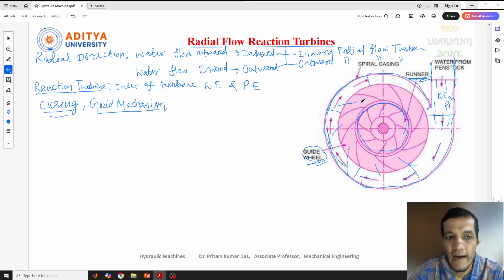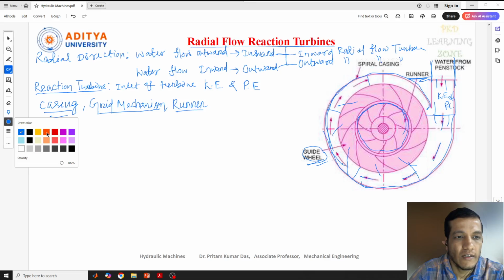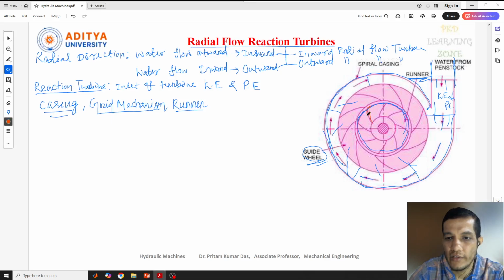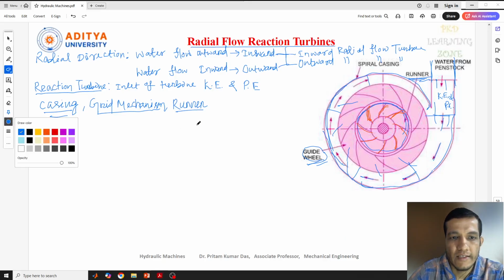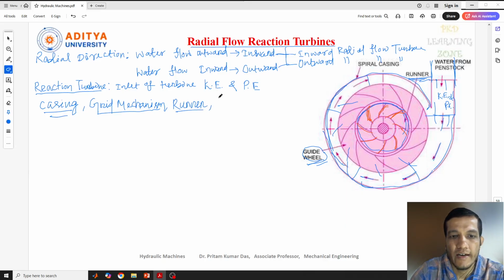This is the outer wheel, this is the inner wheel, and technically we call this the runner. In the runner, blades are fixed. These are the blades which are fixed on this. This is one blade, this is one blade, this is one blade. All these are blades, or vanes. The next one, and the last one, is the draft tube. I'll tell you the working principle of all these one by one.